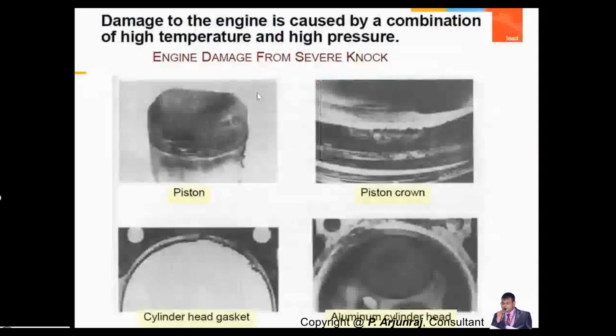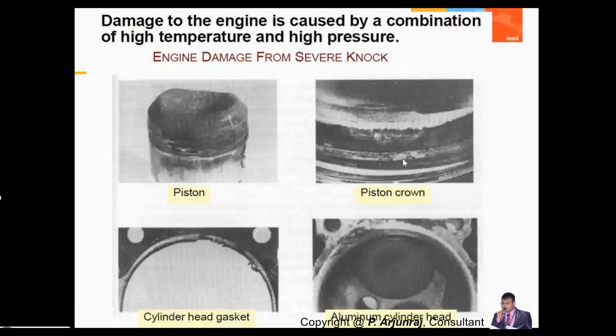What will happen because of this knocking? You have damage to the piston. Combustion is all about happening in the combustion chamber, which is about a piston bowl, and this detonation or knocking will create an impact on the piston. As a result, severe knock is going to happen that will lead to damage in the piston and the piston crown.